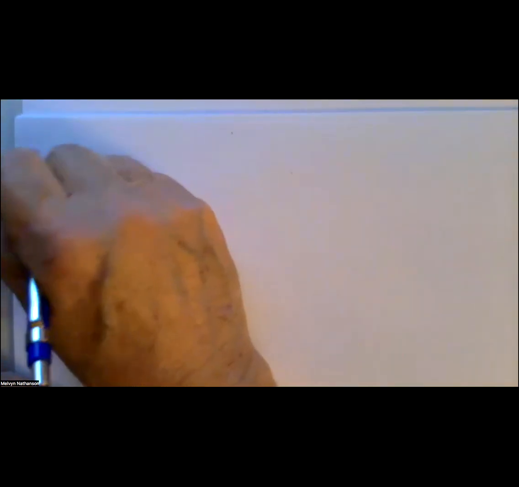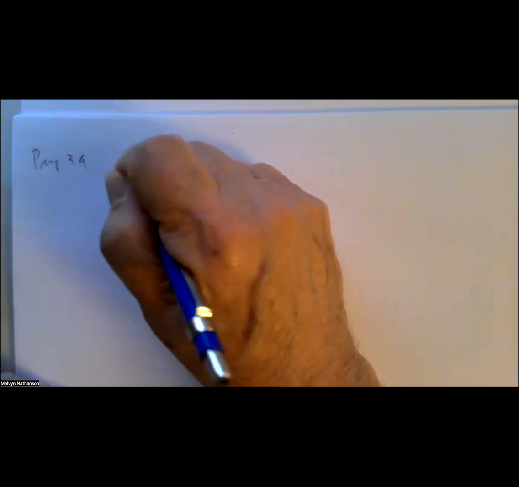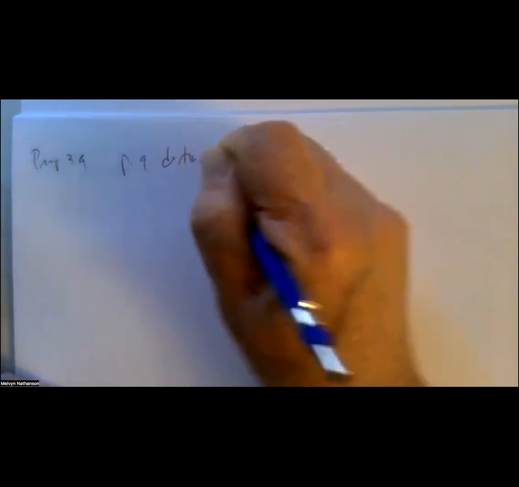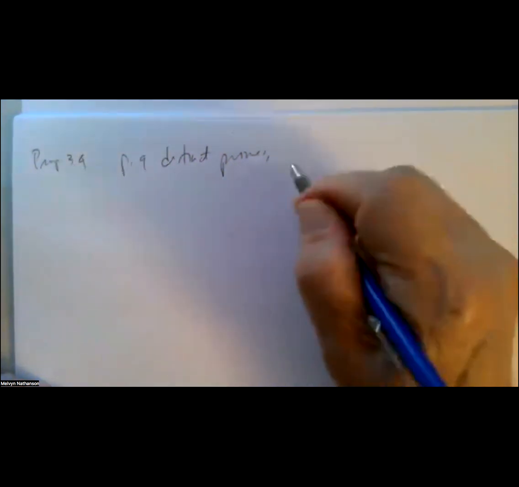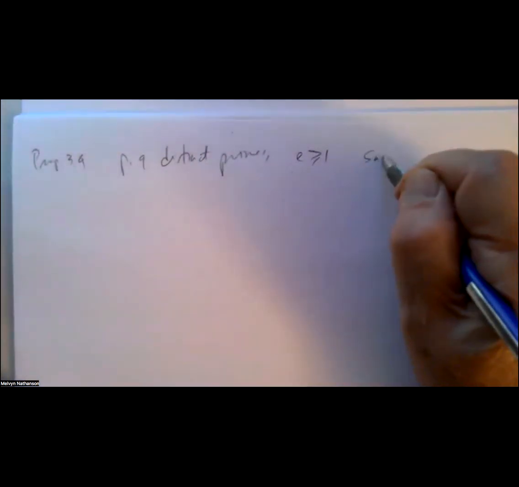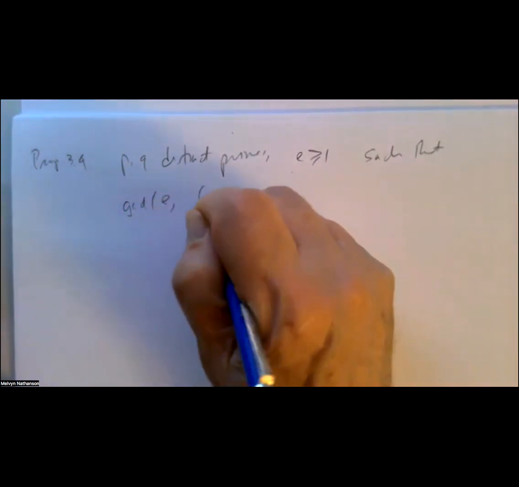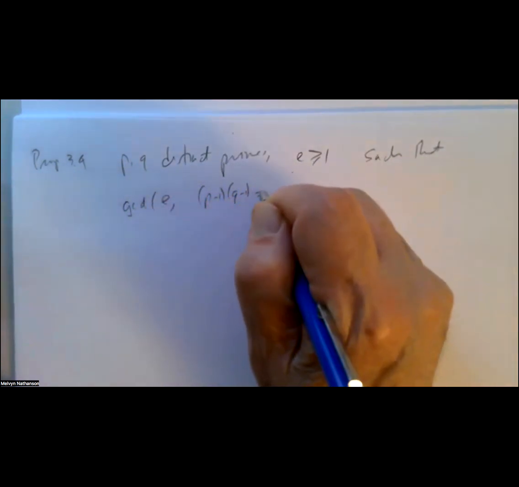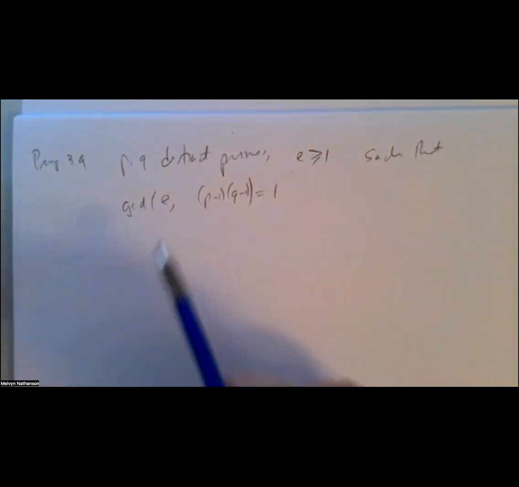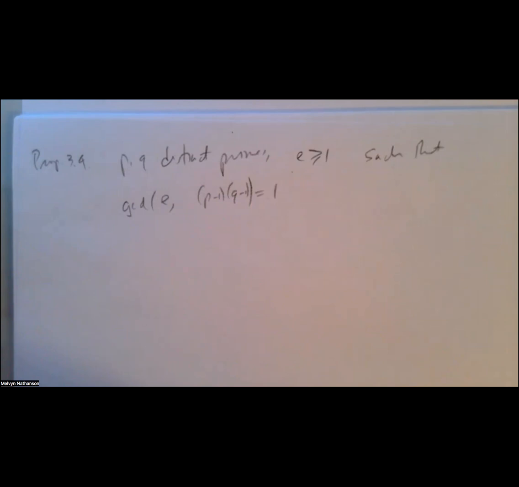So let me state this now as a proposition. This is 3.4. So P and Q are distinct primes. E is a positive integer such that the GCD of E and P minus 1, Q minus 1 is 1. That is, you know the primes P and Q, subtract 1 from P, subtract 1 from Q, multiply them, and choose a number E that's relatively prime to P minus 1, Q minus 1.